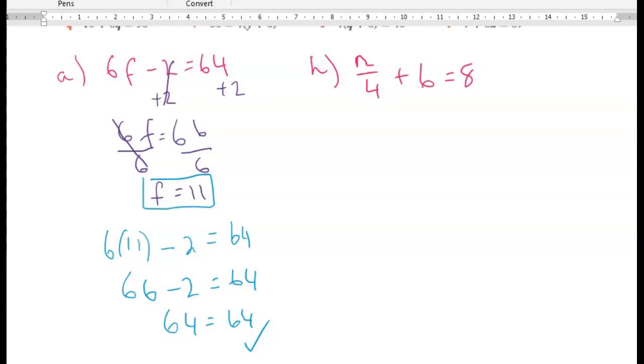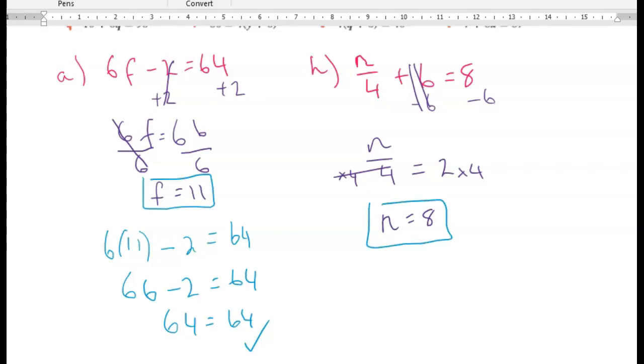Okay, so let's look at question H now. So we've got this 6, so subtract 6 from both sides. So that goes away. Divided by 4 equals 8 minus 6 gives you 2. All right, we've got divided by 4, so we're going to multiply both sides by 4. Now, when you do this, you can use a different color if you want, so you can easily see the difference. So we've got n equals 2 times 4, which is 8, and let's do our substitution. So there's our final answer.